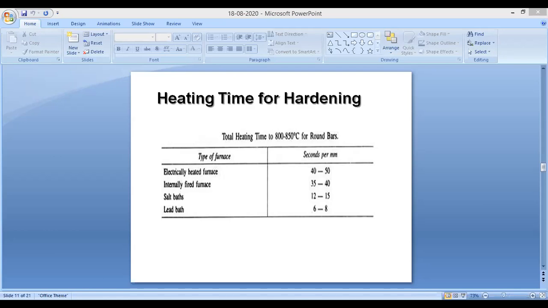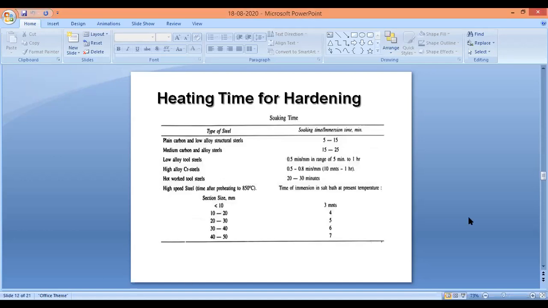Plain carbon and low alloy structural steels contain easily soluble carbides and thus need a soaking time of 5 to 15 minutes. So let us have a look at the table of soaking time. As discussed, plain carbon and low alloy structural steels have 5 to 15 minutes, whereas medium carbon alloy steels have a soaking time of 15 to 25 minutes, and low alloy tool steels have 0.5 or 30 seconds per mm.